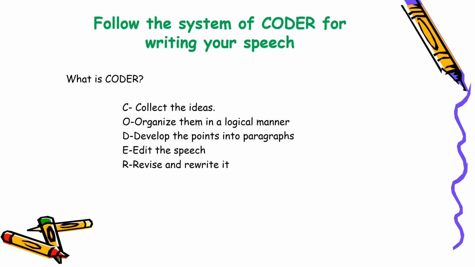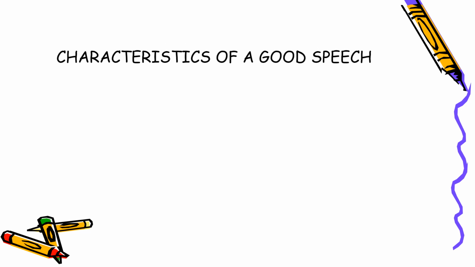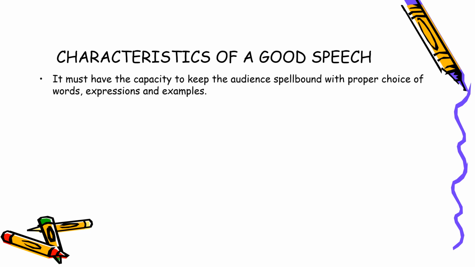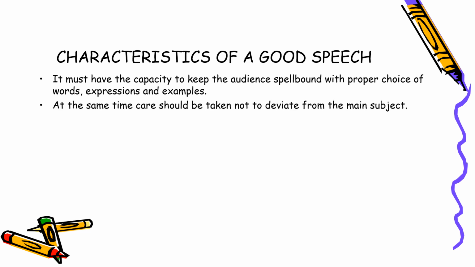So once you have planned your speech, brainstorming has been there, and you have collected the ideas, the writing part comes. And in the writing part, remember to follow CODER. What are the characteristics of a good speech? Now you have brainstormed yourself, you know what the different components are. And now when you are writing the components, you must remember, students, that it must have the capacity to keep the audience spellbound with the proper choice of words, expressions, and examples. At the same time, care should be taken not to deviate from the main subject.